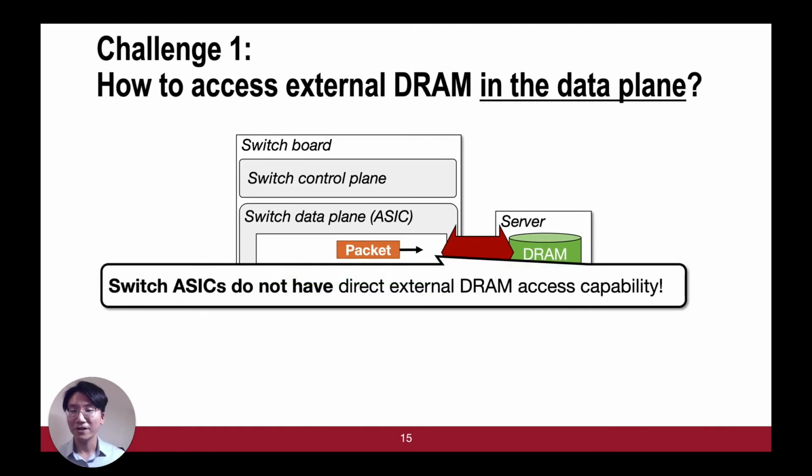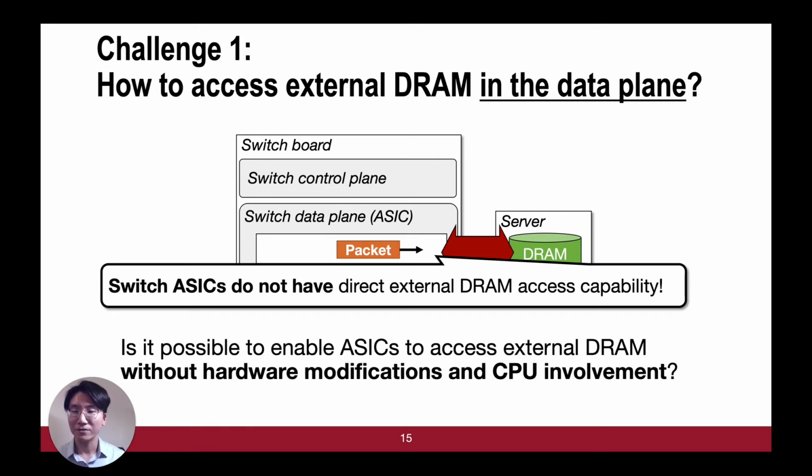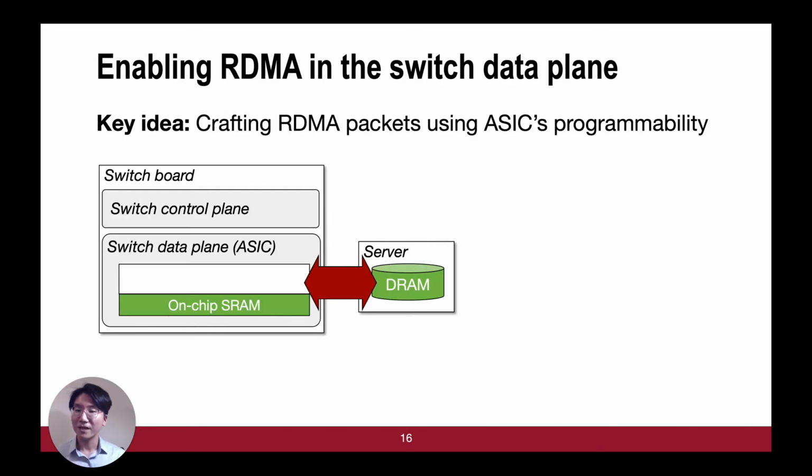As mentioned earlier, the ASIC needs the capability of accessing external DRAM directly, which is normally not supported by ASICs today. Can we enable ASICs to access external DRAM without hardware modifications and CPU involvement? We designed the memory access channel based on RDMA, which provides a remote memory access capability with low and predictable latencies. In particular, we leverage the programmability of the ASIC to craft RDMA requests on demand. Let me explain how it works.